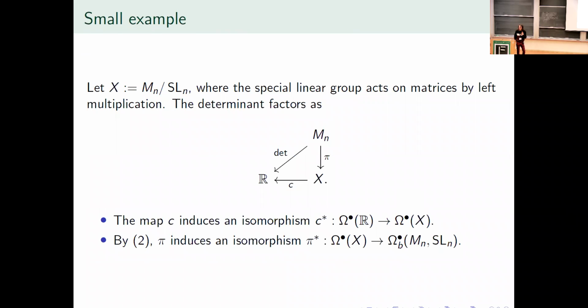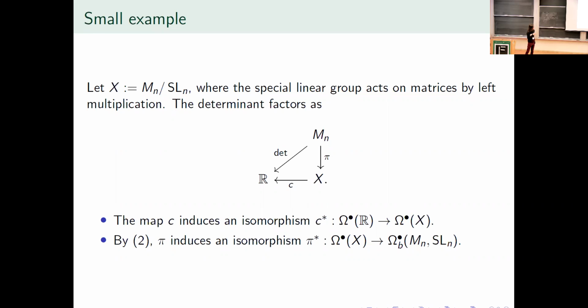5 minutes? Yeah, okay. I just wanted to give a little example to see how the diffeology sort of works or how you might use it. Consider the action of SLN on matrices by left multiplication. Then we want to ask what are the basic forms for this foliation of the set of matrices. And we make the following diagram. So we split the determinant into the quotient map, and this map I just call C.